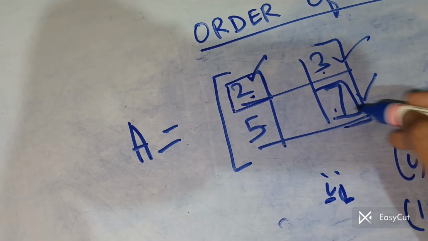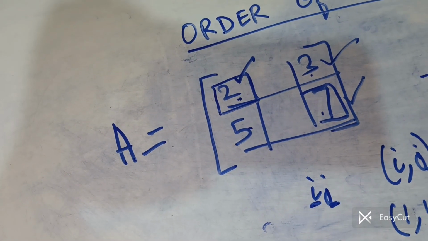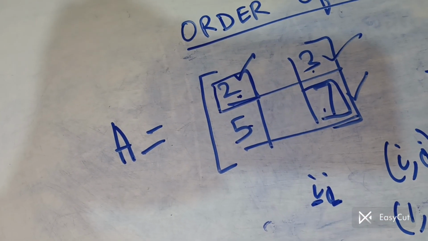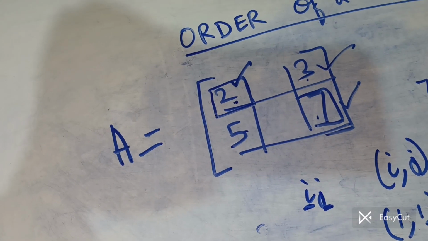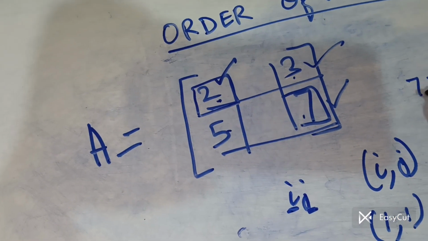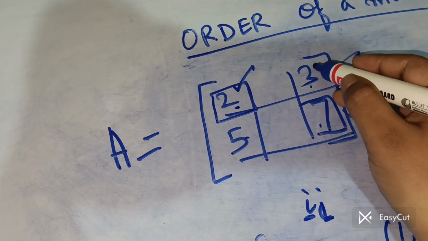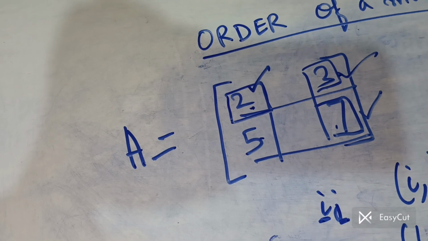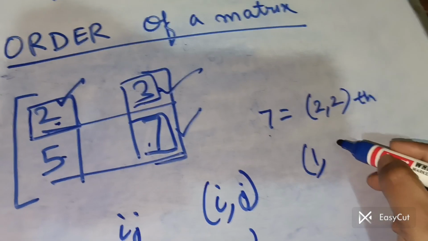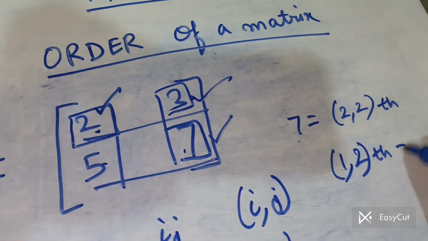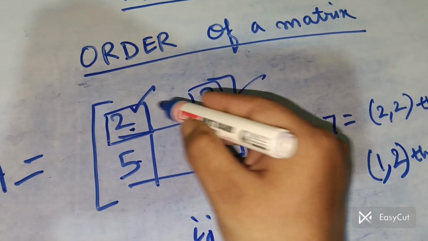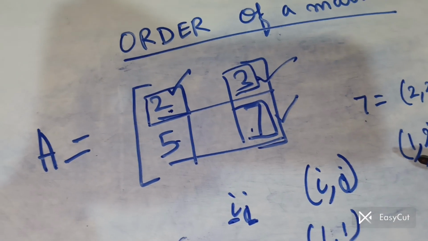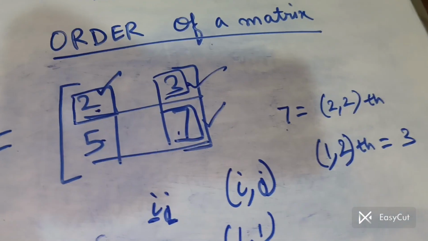Now if we say this one, 7, it is in the second row and also in the second column. So it will be 2, 2. We write it like this: the element a 2,2 is 7. Similarly, 3 is in the first row and in the second column. So it will be first row and second column, the element will be 3. I hope it is easy to understand the ith row and jth column.